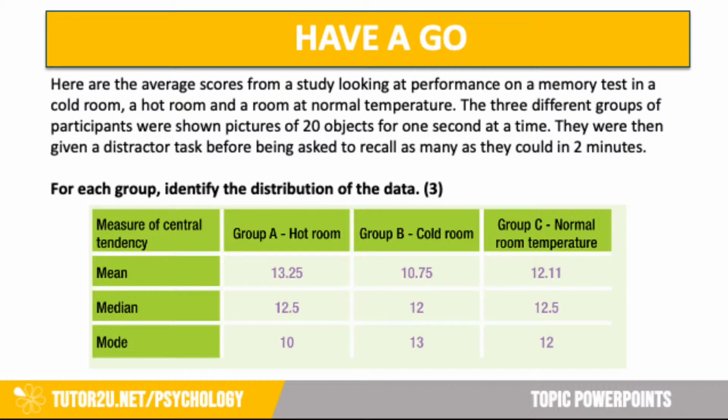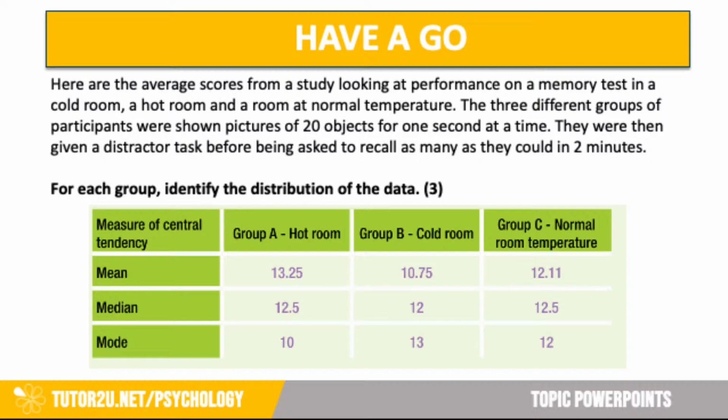Now, a little tip for this question, the word identify here means that you only need to state the type of distribution. You don't actually need to give an explanation here. So identify means you can just state for A, B, and C which type of distribution you've got. So if you haven't done this or you can't remember, don't worry. Okay, just have a go.